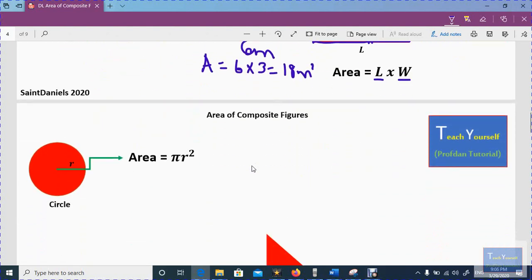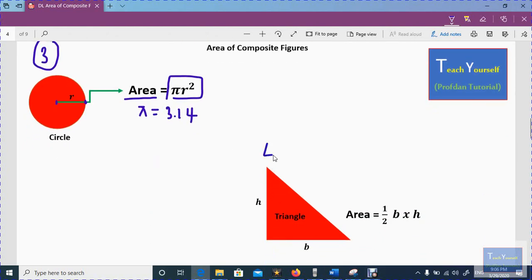Quickly we'll look at a circle. In one of our videos, we've established that the area of a circle is pi r squared, where r is the radius of the circle, that is, from the center to a point on its circumference. In some cases, the value of pi is given as a constant, 3.14 in most cases.